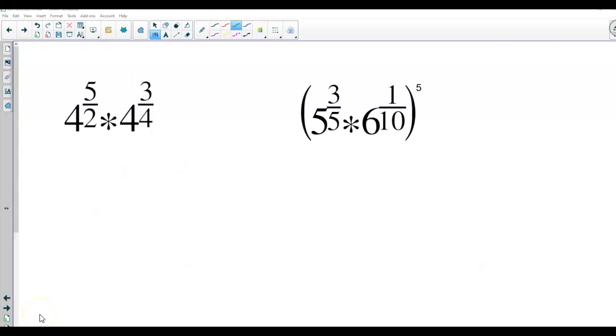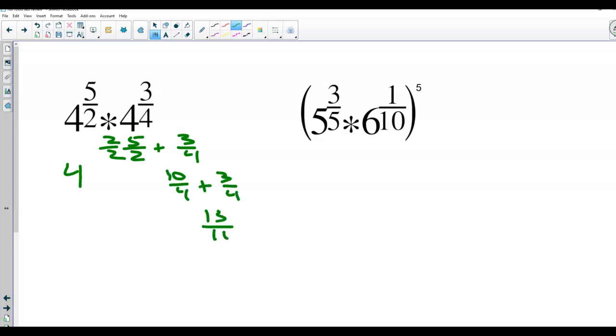Same base, we're adding. That's what you need to get out of this. I have the same base, I'm leaving it. And I've got to be able to add 5 halves and 3/4. We have to be able to add fractions. This becomes 2 over 2. So that gets me my 10 over 4 plus 3 over 4. Boom. And we get 13 over 4 as an answer.